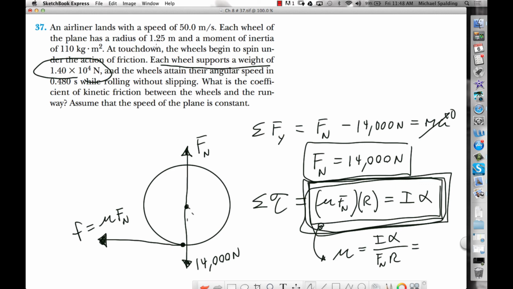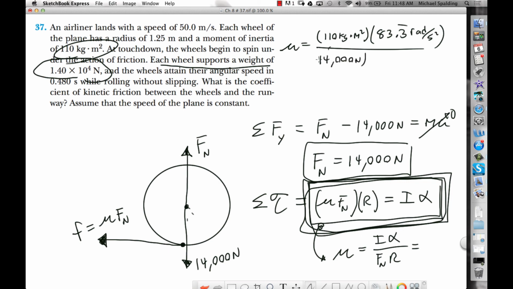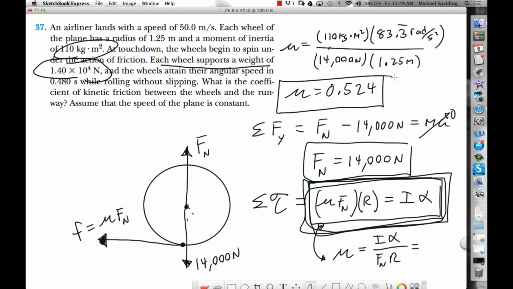The I was right here, so I'm going to plug in up here. So I is 110 kilogram meter squared. Alpha, we found out, was 83.3 radians per second squared. And then normal force is 14,000. And then the radius is 1.25 meters. 0.524, the coefficient.